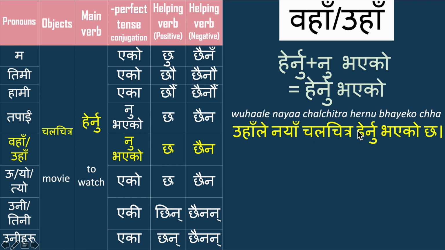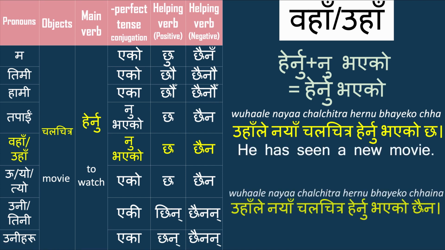उहाँले नयाँ चलचित्र हेर्नु भएको छ. Here नयाँ means new. We have learned this word in the opposite word session. He has seen a new movie. उहाँले नयाँ चलचित्र हेर्नु भएको छैन means he has not seen a new movie.